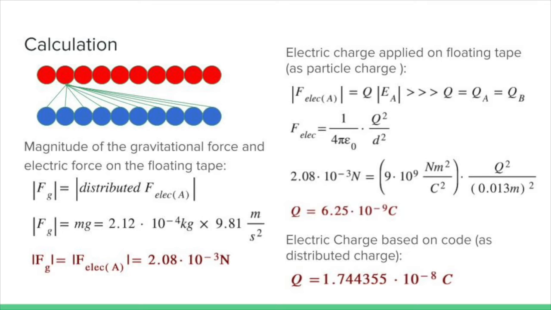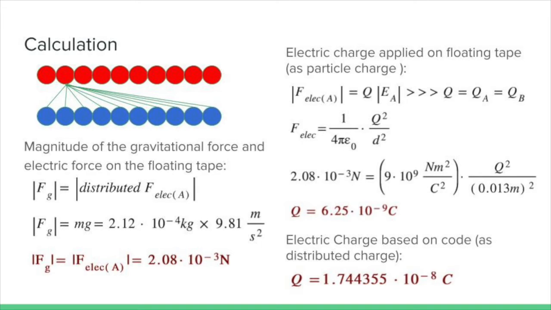Once we calculate the magnitude of electric force, we can plug in the force and distance in the electric force equation to solve for the point charge of each tape. The charge on both tapes are assumed to be the same since they were created the same way. Therefore, we can then solve for Q to get the charge of one point charge to be 6.25 times 10 to the negative 9 coulombs.